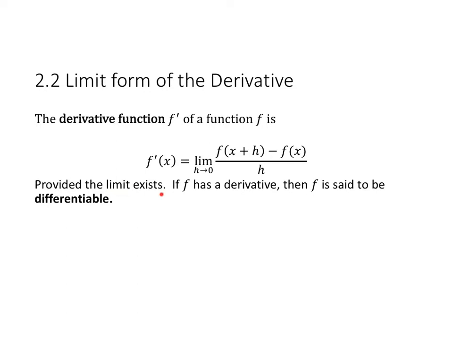So if the limit exists, the function is said to be differentiable. So if the derivative exists, then the function is differentiable. These are just one and the same: derivative, differentiable. They're like the adjective and the noun form of the same word. So if the function is said to be differentiable, then a derivative exists.